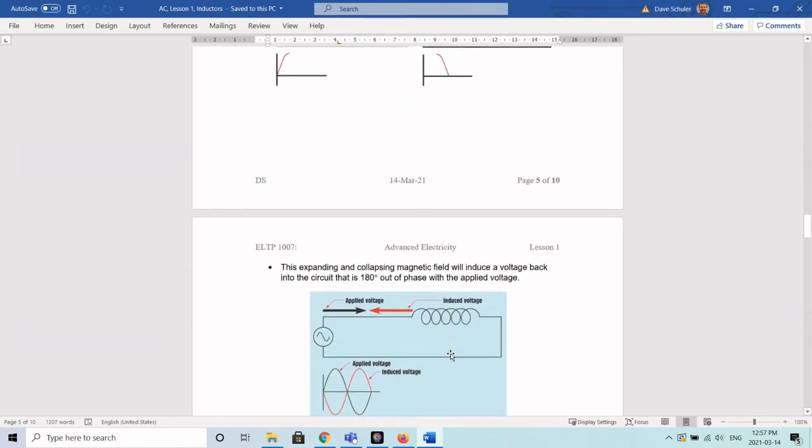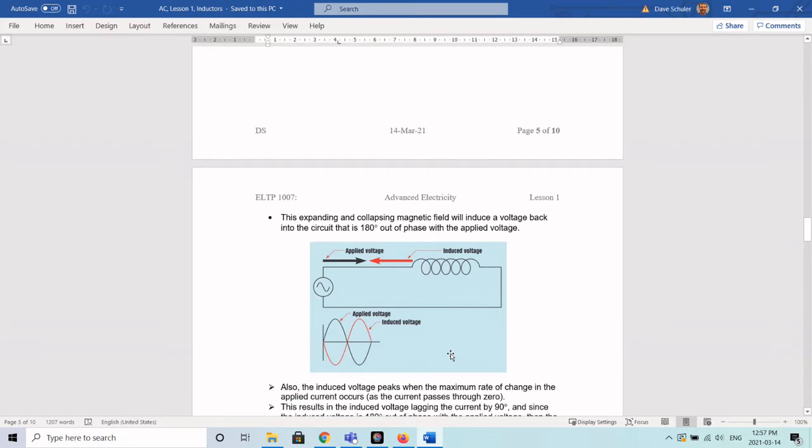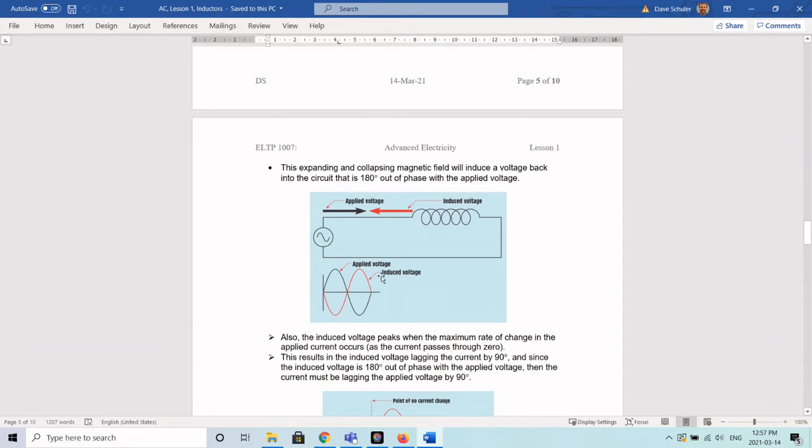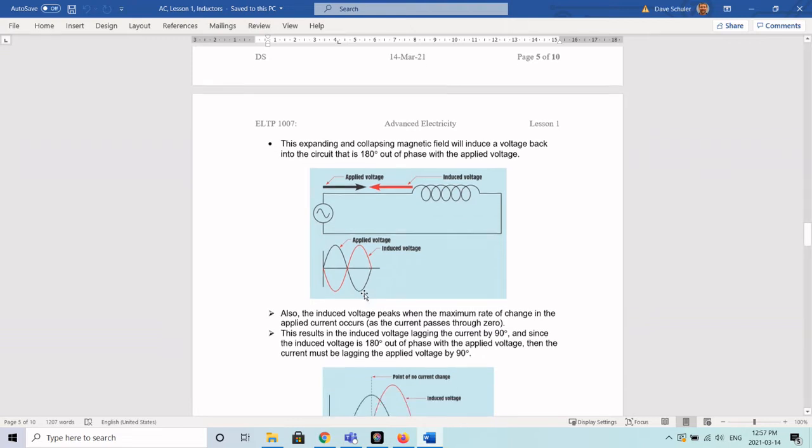The next thing that we want to look at is this applied voltage compared to the induced voltage. So if we look at the sine wave that is the applied voltage and the sine wave that is the induced voltage, they are out of phase by 180 degrees. So they are exactly opposite. They are always, always, always pushing against one another. So the question then is, what is the result to the current?